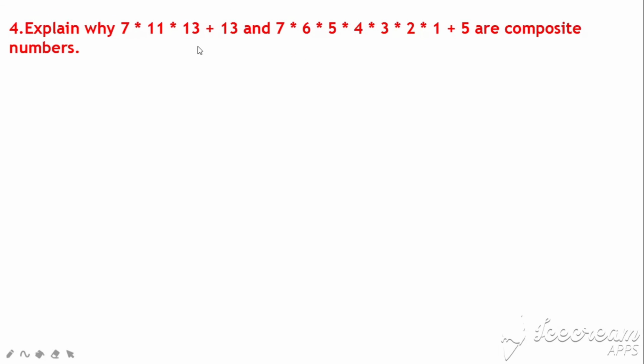So what is a composite number? A composite number is a number which has factors other than 1 and itself. For example, 4. When you consider 4, the factors of 4 are 1, 2 and 4. Other than 1 and 4, 2 is present, so it is a composite number. In a similar way, you need to explain why these two numbers are composite numbers. So let us look into the solution now.